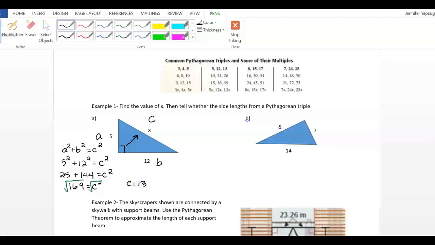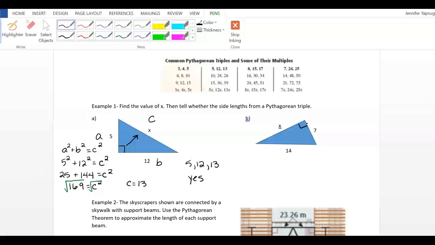So if I know that my sides are 5, 12, and my hypotenuse is 13, I look up here and I see, oh, this is in fact a Pythagorean triple. So therefore, because the side lengths are 5, 12, and 13, yes, it's a Pythagorean triple. So I'm going to just put yes. All right, if you want to pause the video and go ahead and try B on your own, but before you do that, go ahead and mark this angle here as being your right angle.